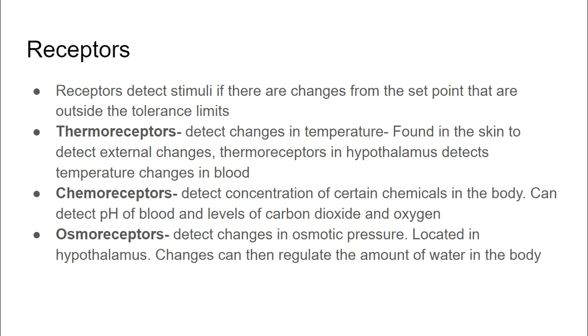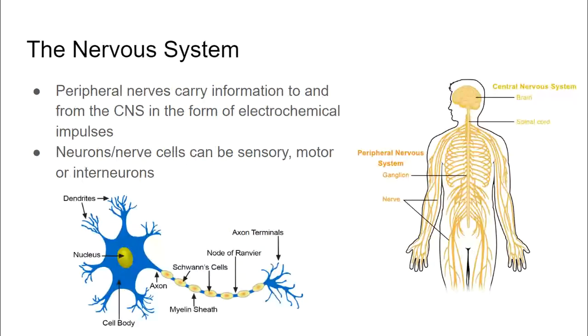When we talk about receptors, these detect stimuli if there are any changes from the set point. We have different receptors that detect different changes. We have our thermoreceptors that detect changes in temperature, chemoreceptors, which detect concentration of certain chemicals, and osmoreceptors, which detect changes in osmotic pressure. Each of those is really important. The first is for our temperature, chemoreceptors determine our blood pH, and osmoreceptors help us to regulate the amount of water that we have in our body.